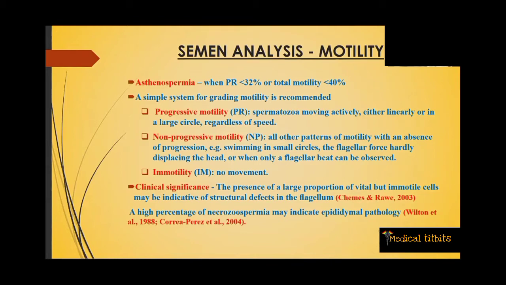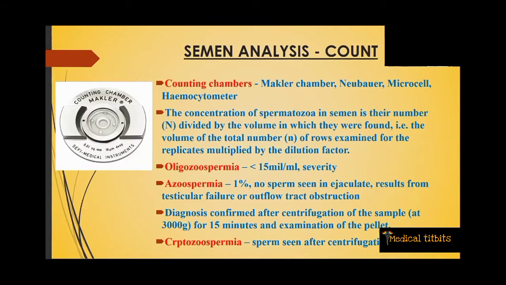The clinical significance of this is that the presence of a large proportion of vital sperms without motility may be indicative of structural defects in the flagellum, whereas a high percentage of necrospermic sperms may indicate epididymal pathology. Now coming to the count, the counting chambers normally used are Makler, Neubauer or Microcell. Alternatively, a hemocytometer can also be used, which is cheaper when compared to all these costly foreign ones.